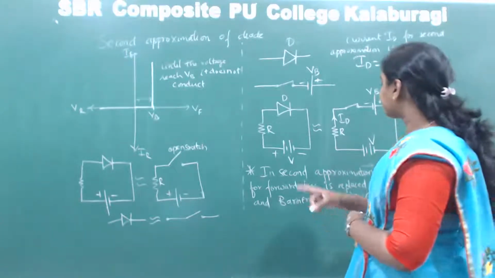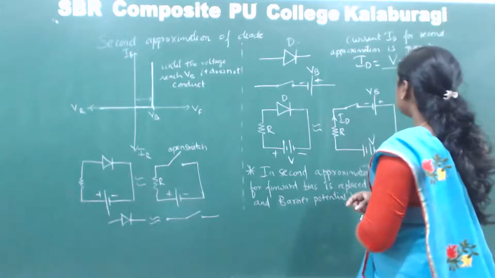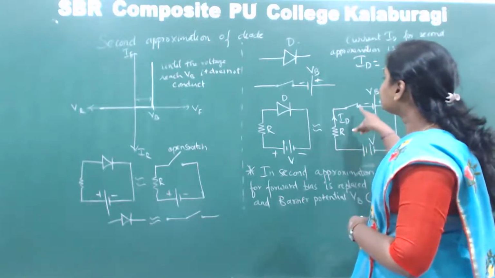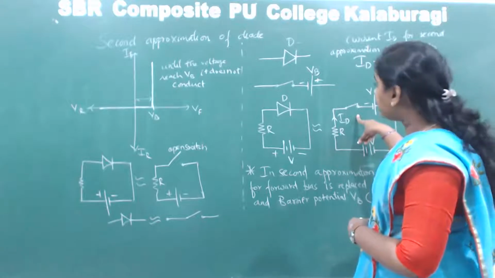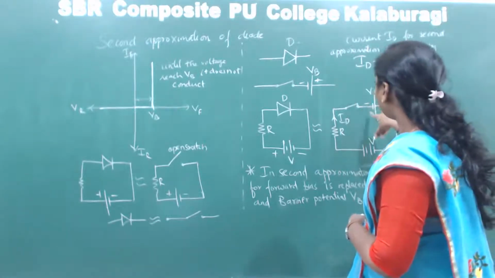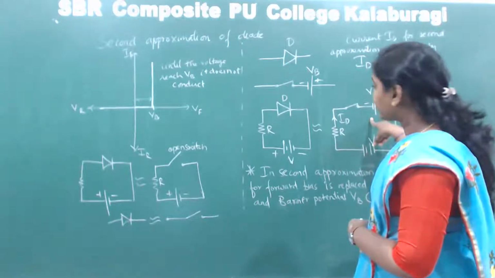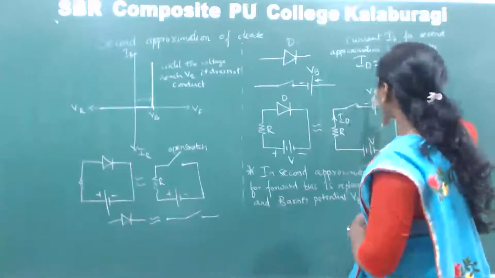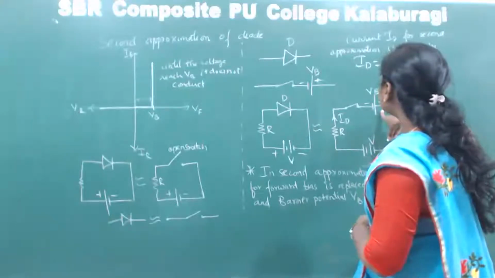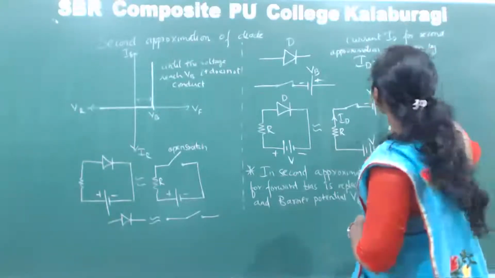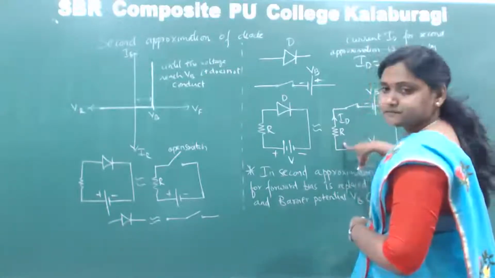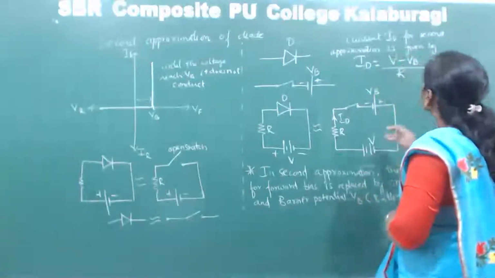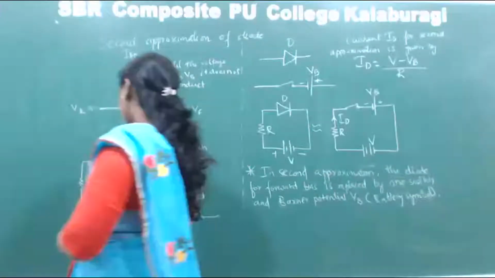Now we consider this resistor R also. So the expression for ID, the diode current, for the second approximation changes. Why is it going to change? Because now we consider the diode having two components. The diode is basically having internally one switch and one battery. Because of that, the current is given by ID is equal to V minus VB, the applied voltage minus the barrier potential, divided by the resistance R. So this is going to be the total approximation here.